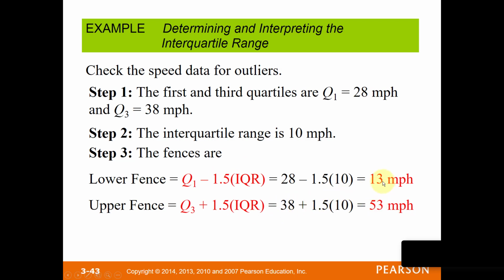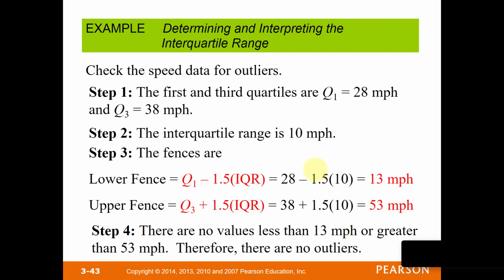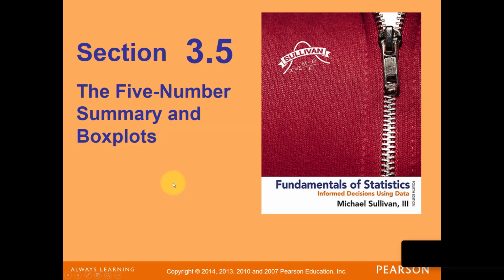Then we look at the data set. Any number that's smaller than 13 or bigger than 53 is an outlier, meaning it's very large. It's away from the rest of the data set. There are no values less than 13 or greater than 53, therefore there are no outliers. What's happening here is you don't necessarily have outliers, or you could have them on the left and not on the right, or on the right and not on the left, but anything that's either smaller or bigger than your fences, those are outliers. So now I'm on 3.5.